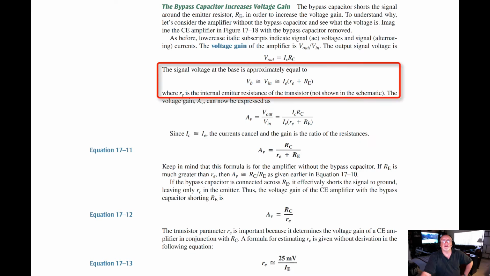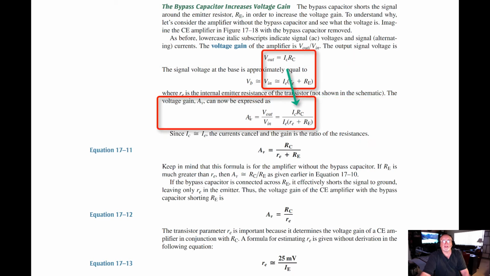The signal voltage at the base is approximately equal to VB, which is approximately equal then to the input voltage, which again is approximately equal to I sub E times the sum of RE and r sub E, where r sub E again is the internal emitter resistance of the transistor. The voltage gain, A sub V, can now be expressed as V out over Vin. We've seen that relationship many times.